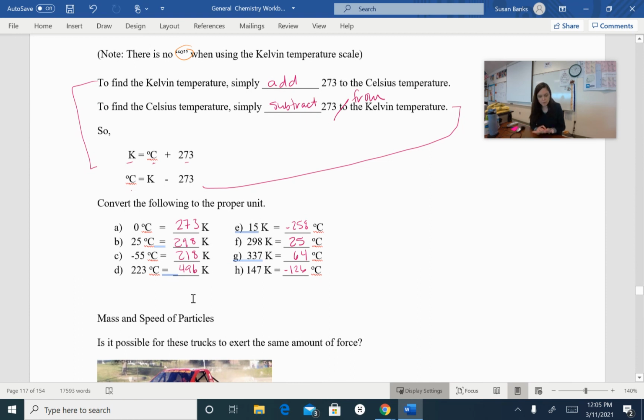Okay, next time we're going to talk about the mass and speed of particles and talk about some of the different ways that we can use the kinetic molecular theory to understand phase changes, going from solids to liquids, liquids to solids, or liquids to gases, and vice versa.